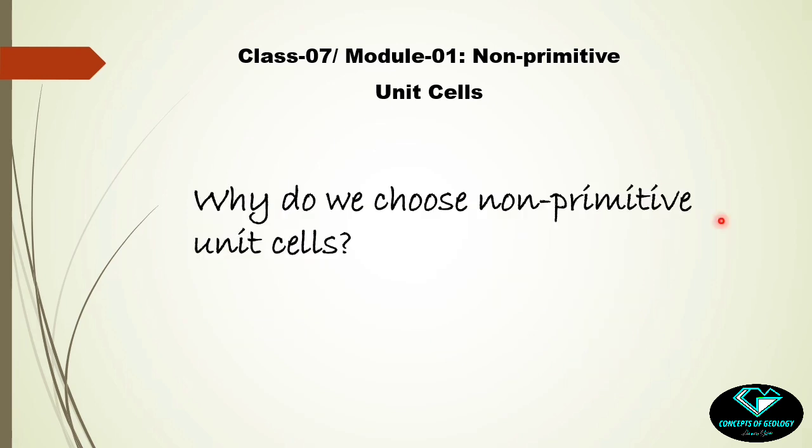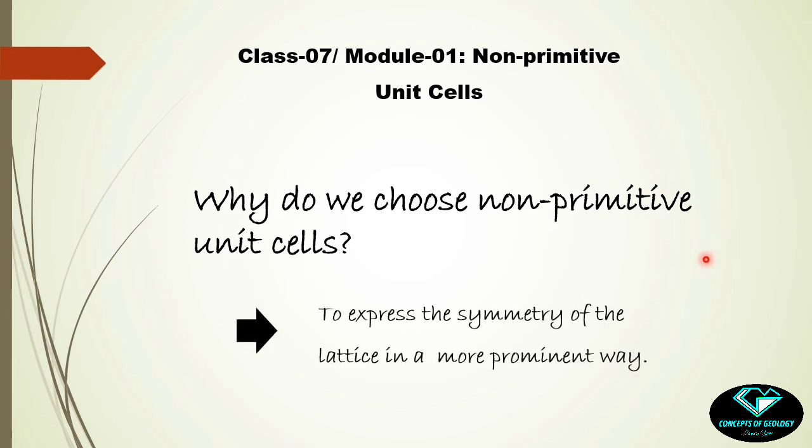So now we have the answer to the first question: why do we choose non-primitive unit cells? This is to express the symmetry of the lattice in a more prominent or easier way. I think this is clear now. So we have understood what non-primitive cells are and why they exist. The next problem is, what are the types of unit cells in 3 dimensions?